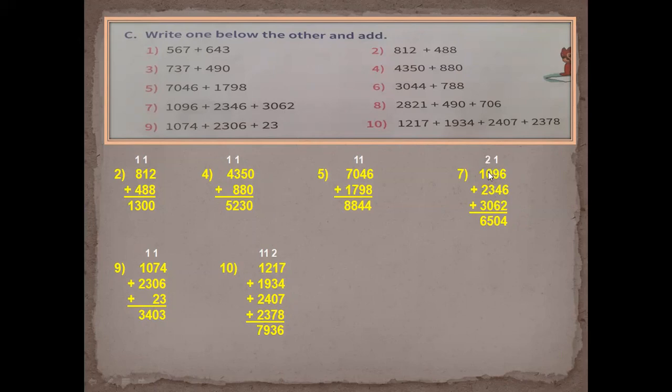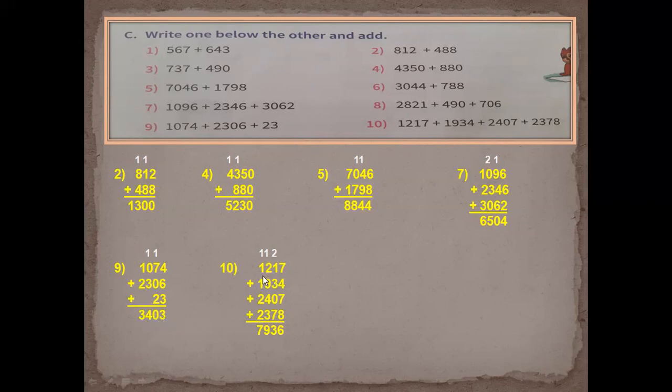2 plus 0 equals 2 only. 2 plus 3 equals 5. And then the thousands place digit. 1 plus 2 equals 3. 3 plus 3 equals 6. Okay, so the answer is equals to 6504. Eighth one you have to do. Ninth one, 1074 plus 2306 plus 23. The answer is equals to 3403.